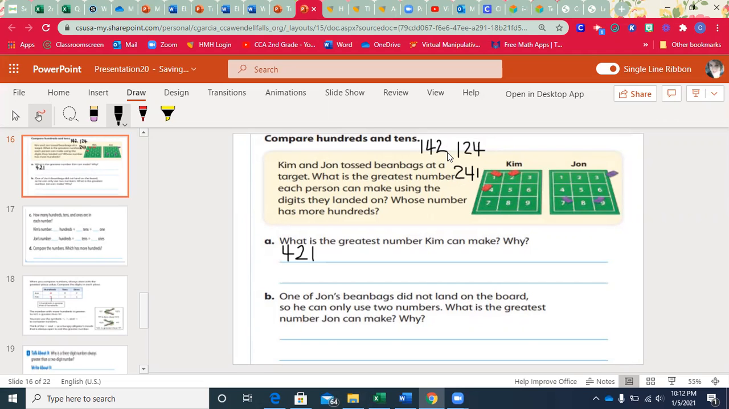So then we need to explain why, and you could use your own words. Why is 421 the greatest number that Kim could make? And you're going to want to talk about place value.